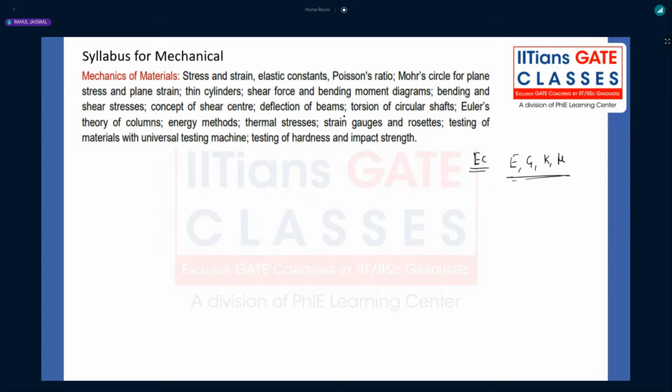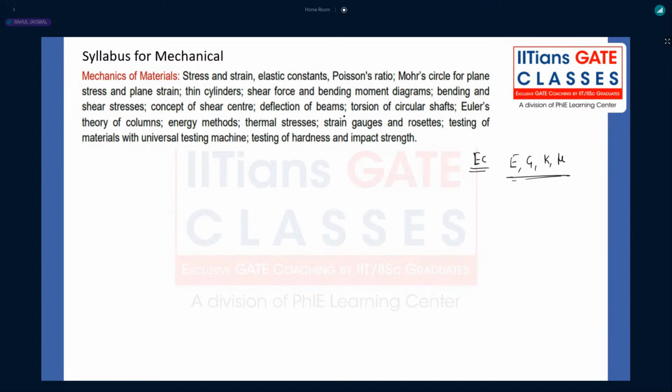Then we'll have thermal stresses. This thermal stress we will learn in the first chapter itself, that is the basic elasticity. And then we'll have strain gauges and rosettes, the testing of material with the universal testing machine, and testing of hardness and impact strength. So these are the complete syllabus for mechanical.